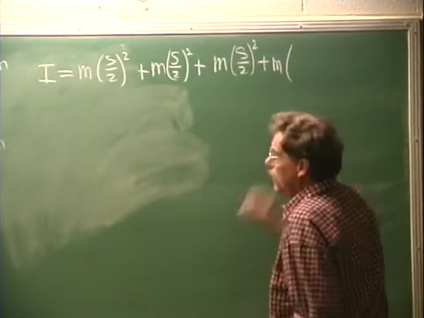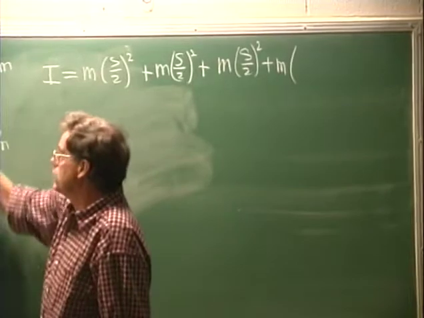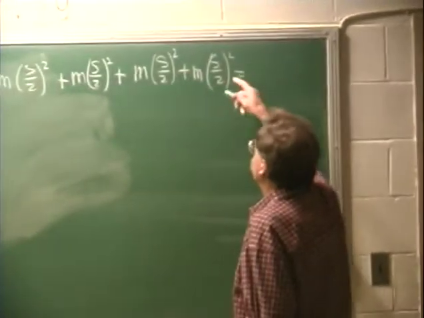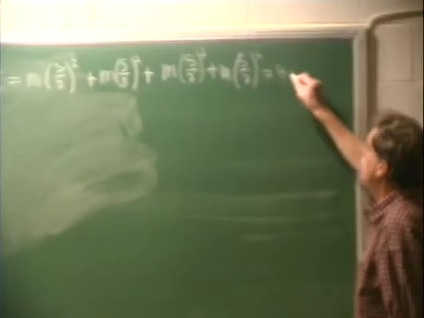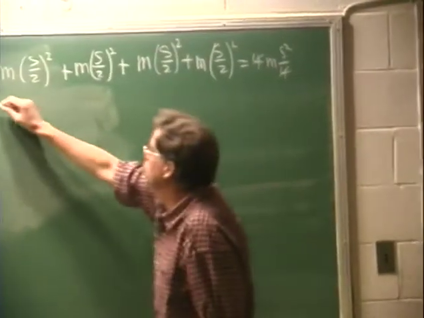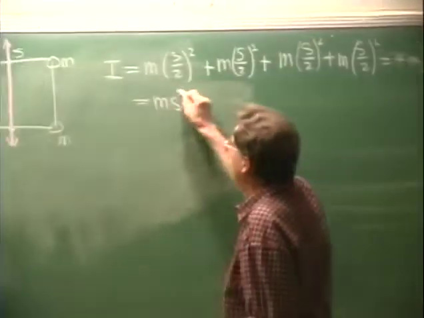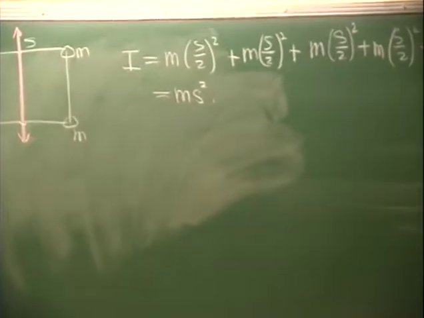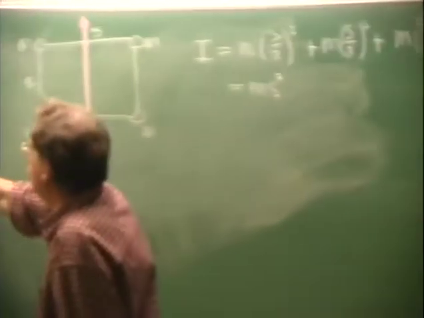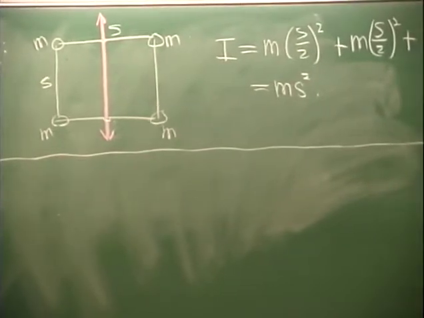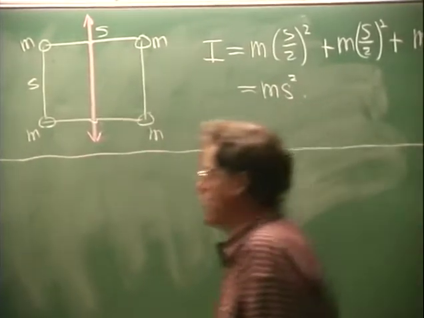Plus m times the last one, again it's s over 2 quantity squared. There are 4 of these, 4m s squared over 4. It just so happens that in this case the answer is m s squared. So far, so good. Moment of inertia depends entirely on the axis you're rotating about.